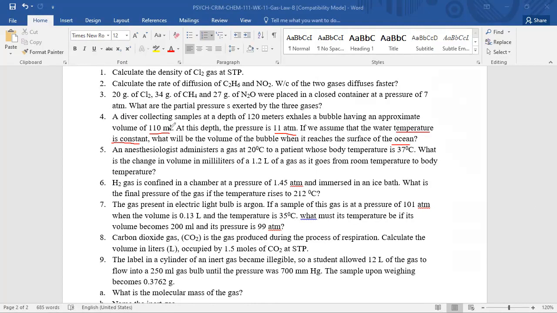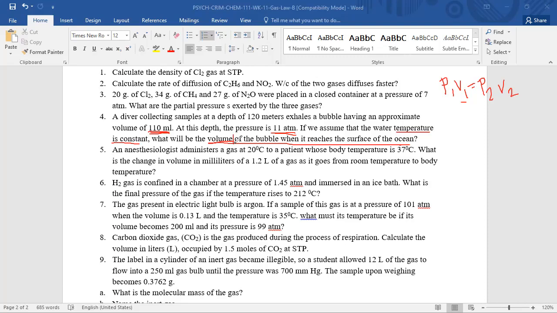Ayan. So, ano yung mga given natin? Meron tayong given na 110 ml, 11 atmosphere, constant ng temperature. So, ano yung volume natin? Kulang tayo. Kulang tayo kung isipin nyo, di ba? Sa, ano ba to? Relationship between volume and pressure. So, this is Boyle's law. So, Boyle's law is P1V1 equals P2V2. So, meron tayong P1, 11 atmosphere. Meron tayong V1, 110 ml. Pressure 2, walang naka-indicate dito. Volume 2, yun yung pinapahanap.